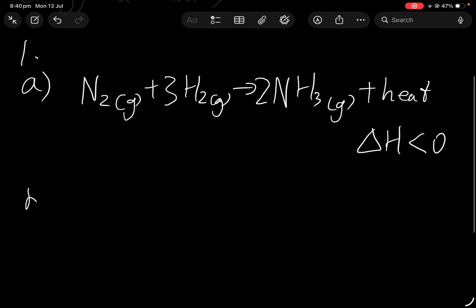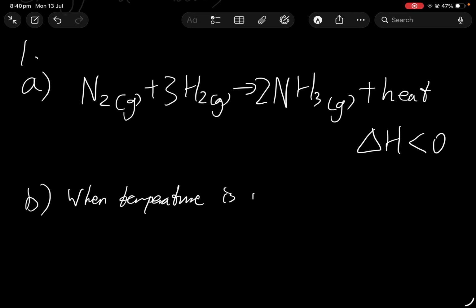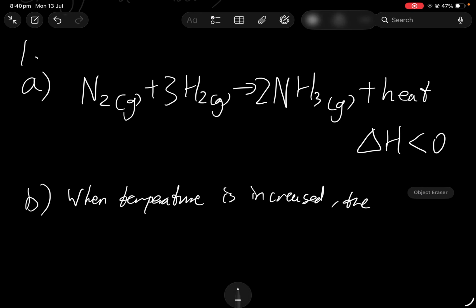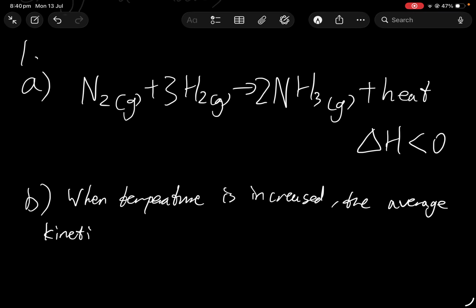And for part B, it asked, explain how increasing the temperature will increase the rate of this reaction. So basically, when temperature is increased, the average kinetic energy of the particles is increased.